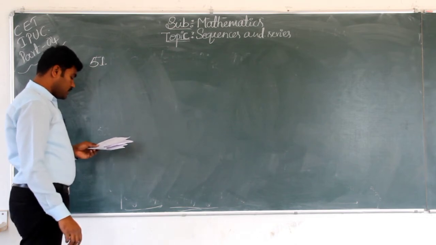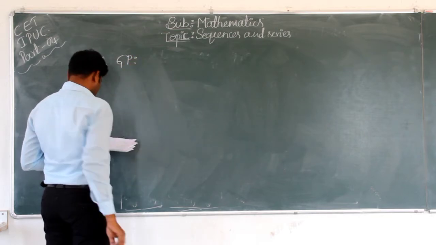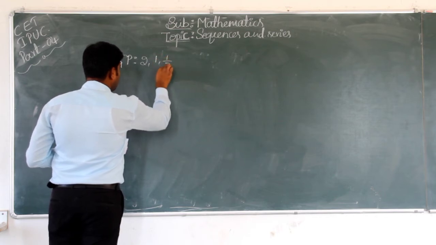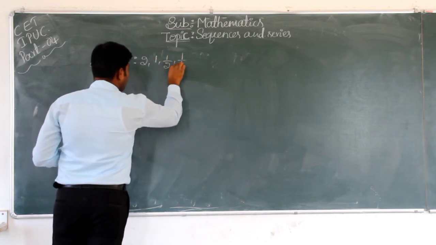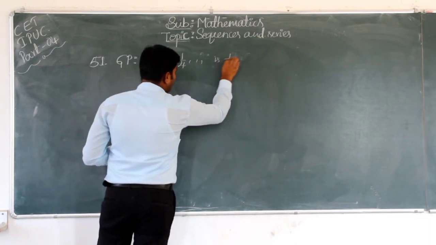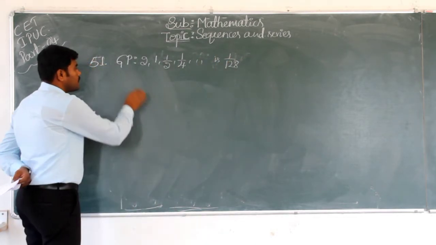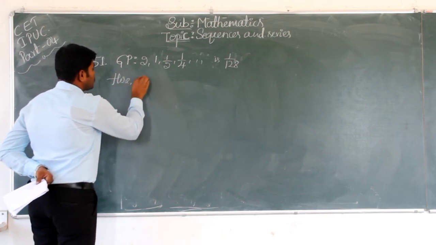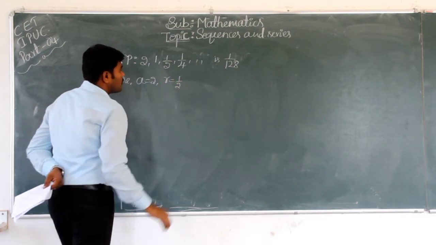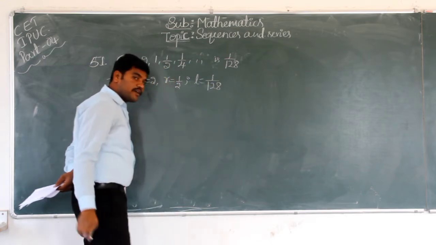Which term of the GP 2, 1, 1 upon 2, 1 upon 4 and so on is 1 upon 128? We just have to find n. Last term is given. Here A is 2, and R is 1/2. And the last term is also given, 1/128.